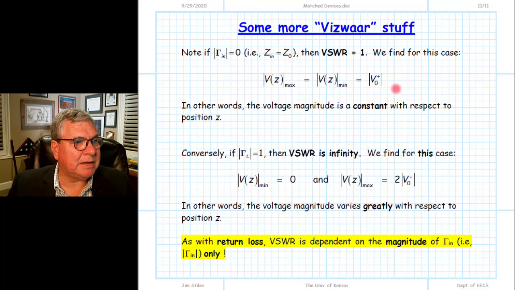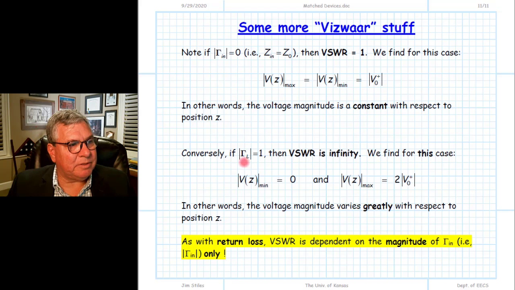So this basically just shows mathematically what I spoke about on the previous slide. When we have a perfect match, when the port impedance of our matched device is what it's supposed to be, a value of Z0, then the reflection coefficient is going to be 0, and the VSWR will be equal to 1. Specifically, the max magnitude and the minimum magnitude are the same value everywhere, simply the magnitude of V0 plus, and that's because there is no minus going wave.